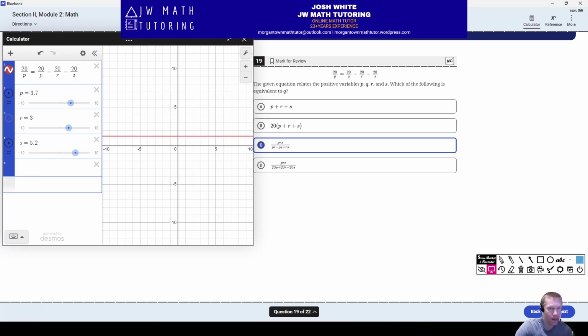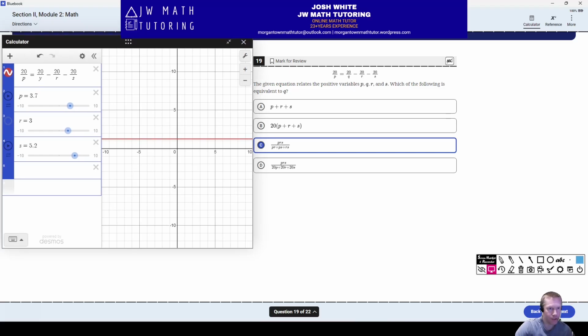Okay, there we go. So notice now on my graph I have a horizontal line. Basically what I'm going to do is I'm going to graph the answer choices, and those answer choices are all going to be horizontal lines. One of them is going to overlap this current one, the red one. The other three are not. The one that overlaps is my correct answer. So let's start with the first one, P plus R plus S. Does this overlap? No, it does not. Therefore, A is wrong.